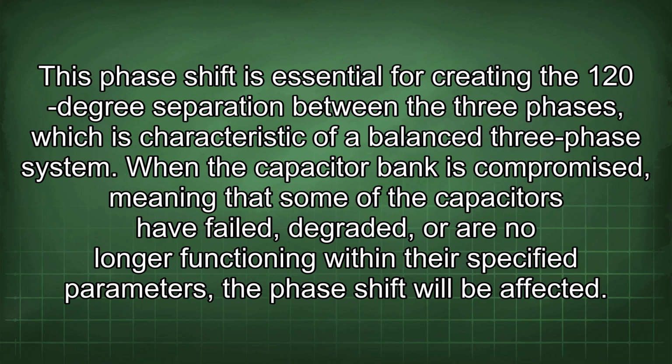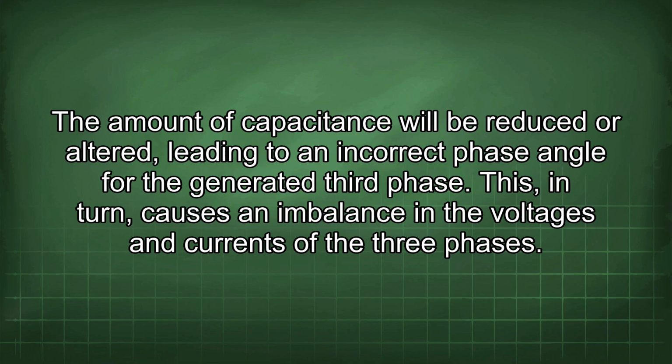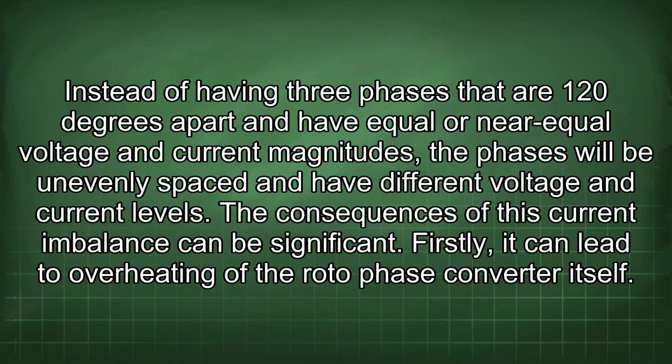When the capacitor bank is compromised, meaning that some of the capacitors have failed, degraded, or are no longer functioning within their specified parameters, the phase shift will be affected. The amount of capacitance will be reduced or altered, leading to an incorrect phase angle for the generated third phase. This, in turn, causes an imbalance in the voltages and currents of the three phases. Instead of having three phases that are 120 degrees apart and have equal or near equal voltage and current magnitudes, the phases will be unevenly spaced and have different voltage and current levels. The consequences of this current imbalance can be significant.